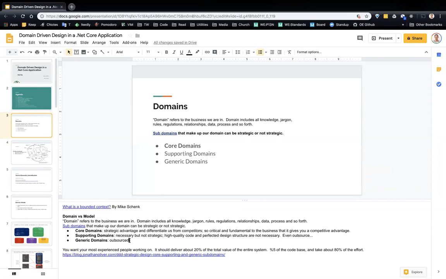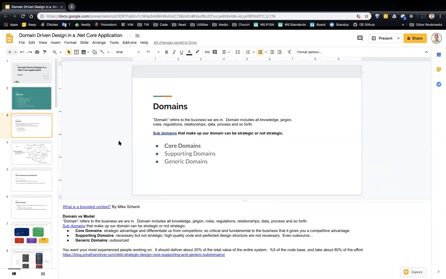But when it comes to FFM, our business wants to be a provider for that. So they're considering that a core domain. I almost would say the SSC is a core domain, but I'm sure other people would argue against it. There's definitely logic within it that is unique to our business, and in that regard, yes. So again, on core domains, we want our most experienced people working on them. It should deliver about 20% of the total value of our entire system, but 5% of the code base, and take about 80% of the effort. That's a quote from Jonathan Oliver, who's a big DDD individual in the community.